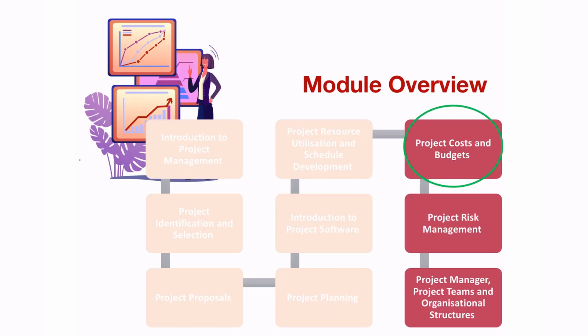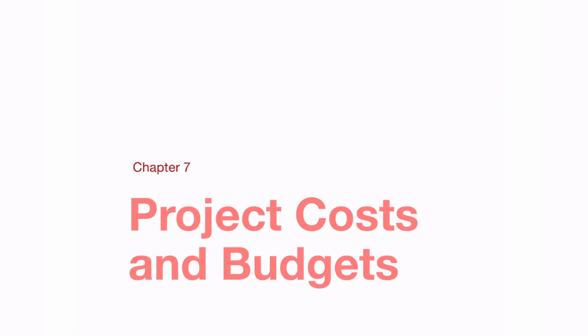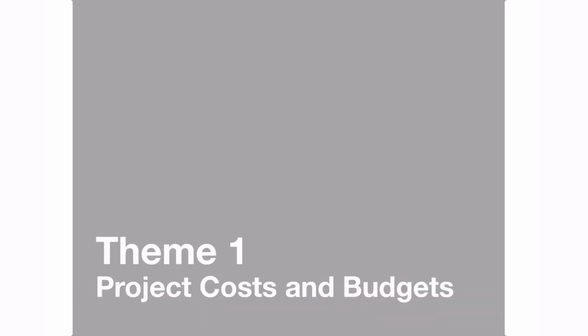Welcome back to our next learning unit, which covers project costs and budgets. This is chapter 7, and it consists of two themes: project costs and budgets, and understanding cash flows.